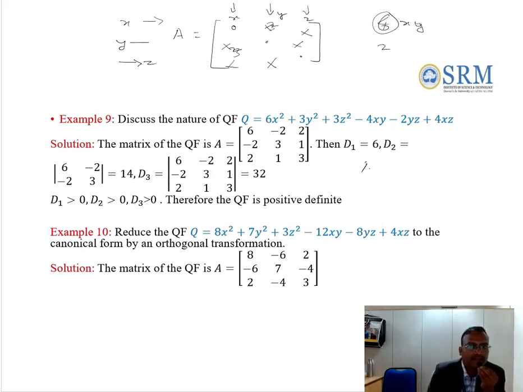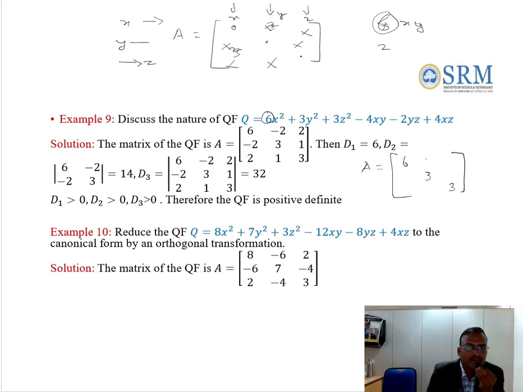Look at this. As I said, A is a 3 cross 3 matrix. Why? Because there are three variables x, y, z. First we have to fill the diagonal elements. The 1/1th position is the coefficient of x square, that is 6. Let me put 6 here. Then the 2/2th position is the coefficient of y square, that is 3, put here. And the 3/3th position is the coefficient of z square, put here.